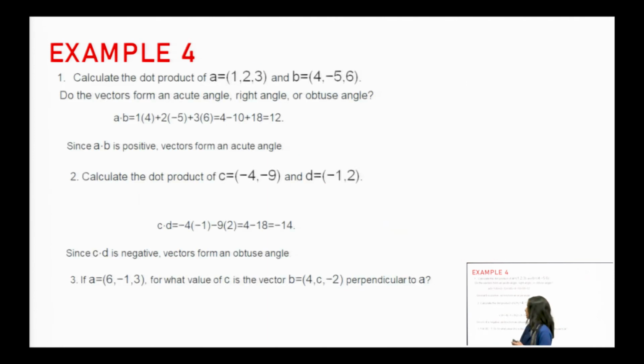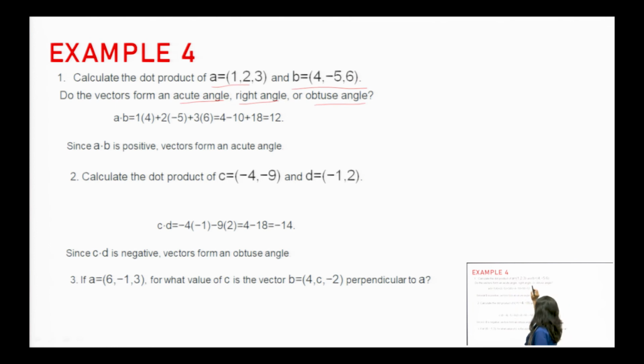Now one more important thing is there. In this example they ask to calculate the dot product of a and b. Now whether the angle between any two vectors, that is a and b, will be obtuse, right, or acute is needed to know. So for that they are simply asking, do the vectors form an acute angle or right angle or obtuse angle. To know that, we need to do the dot product of two vectors, that is a dot b.